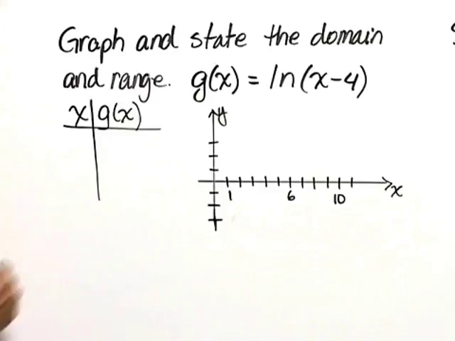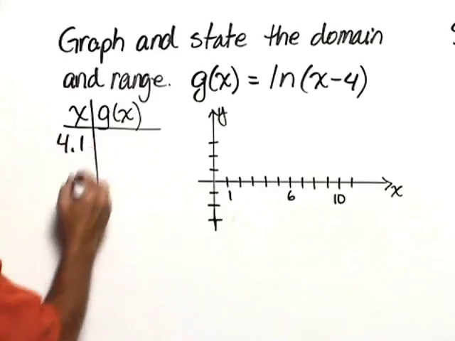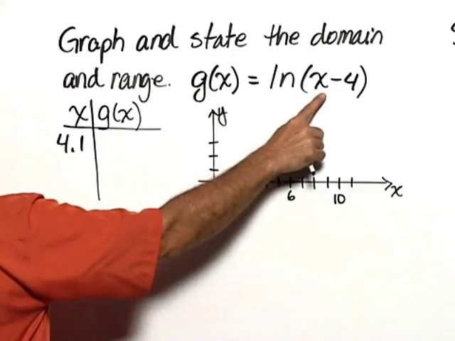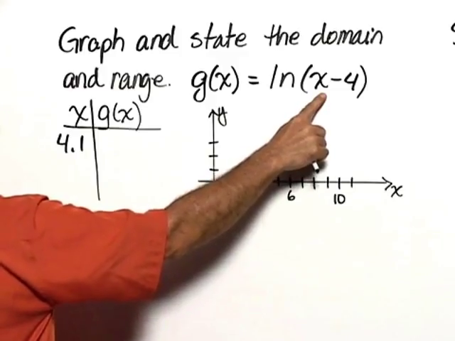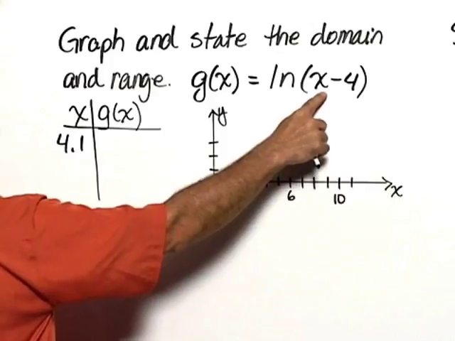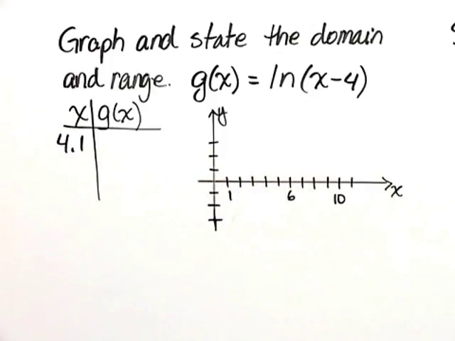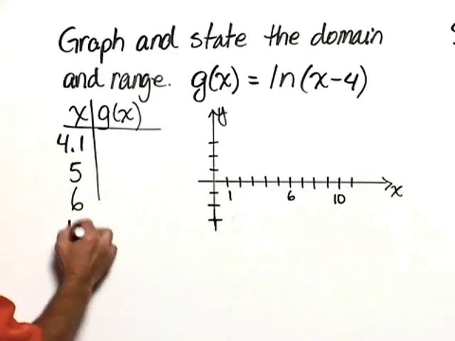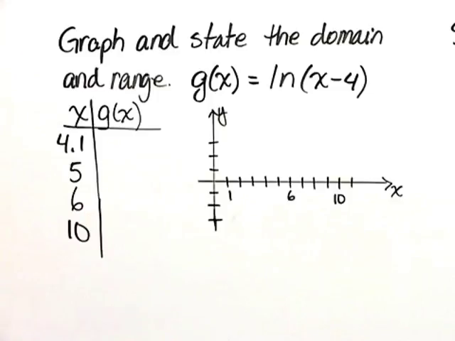I'm going to start with an x value of 4.1 because we know that for the natural logarithm, we need to take the natural logarithm of positive numbers. And so we want to take the natural log of something positive here. So 4.1 would give us a positive value. Then we'll select 5, 6, and 10 just to spread it out.